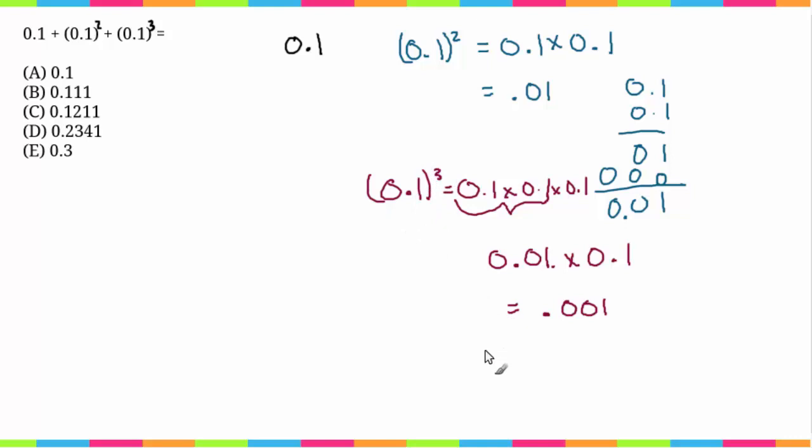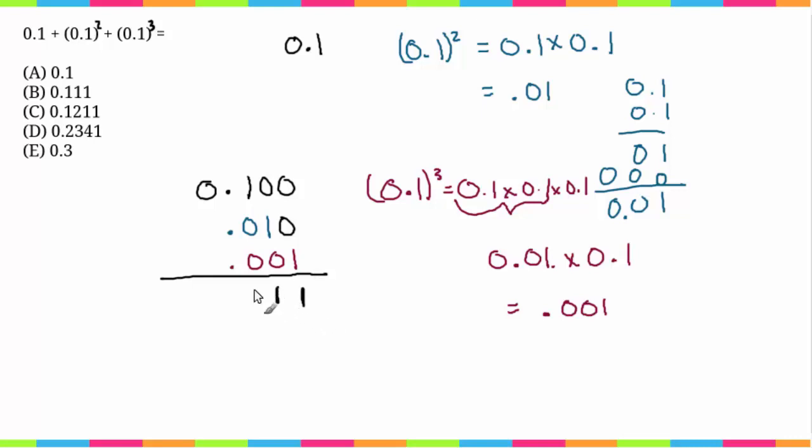Now all we have to do is add all of those up. In order to do that, we have to remember to line up our decimals. That's very important. So we have 0.1, and then we have 0.01, and then we have our last number, which is 0.001. There are zeros here that I just didn't write. So this is 1, 1, 1. We can put our decimal point and a zero. So this here is going to be our final answer.